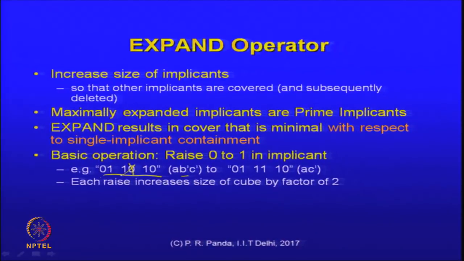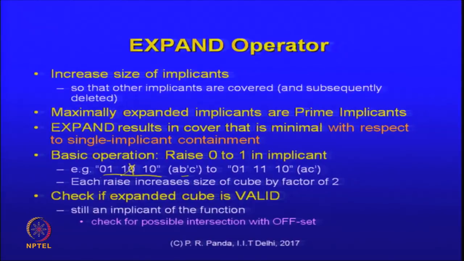Each such raise increases the size of the cube by a factor of 2. One literal dropped means the size in that space has doubled. I need to check if that expanded cube is still valid, which means that I check for a possible intersection with the offset. Assuming that this offset is available to me in the form of some set of implicants, I can quickly do an intersection of the expanded cube with all the cubes that are given, and together they contain the offset, or if the offset is given as a set of just all the minterms, that is fine.